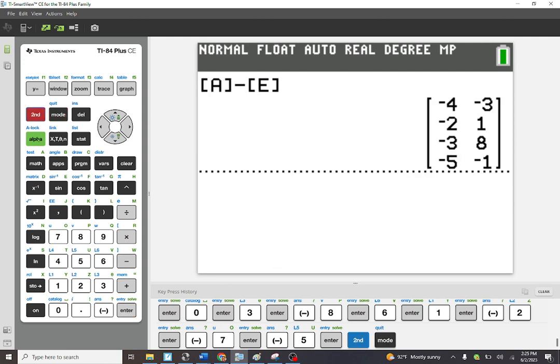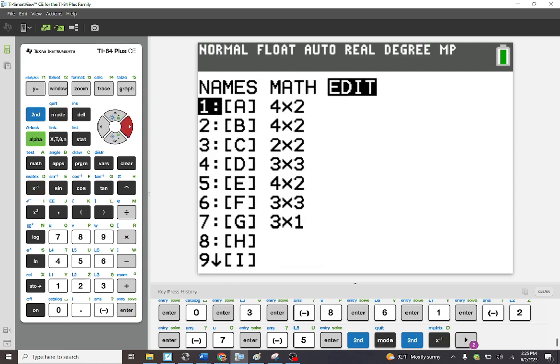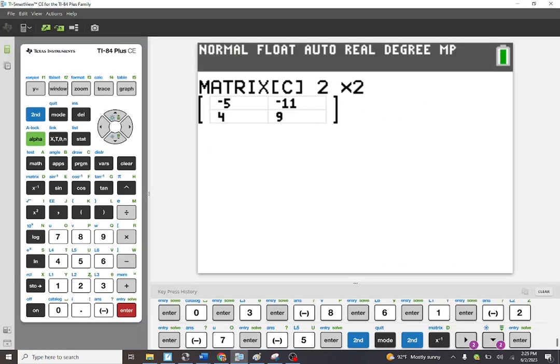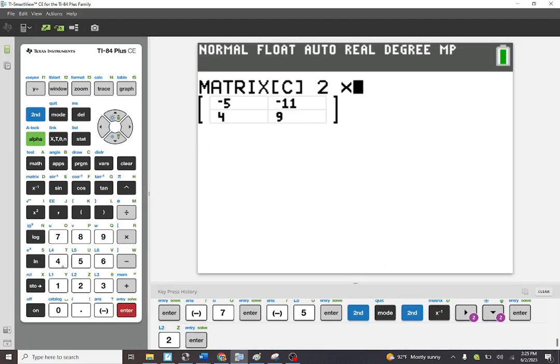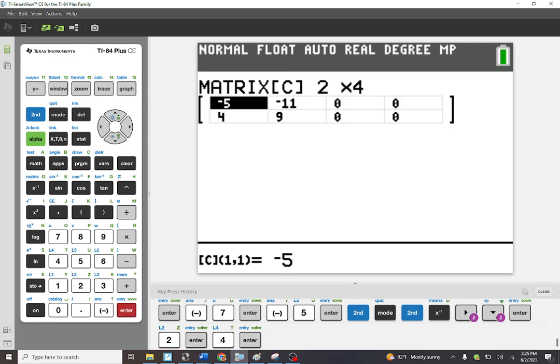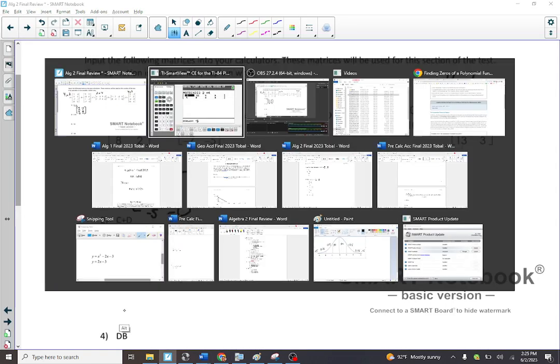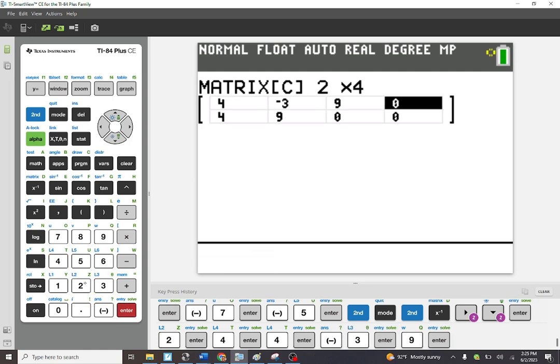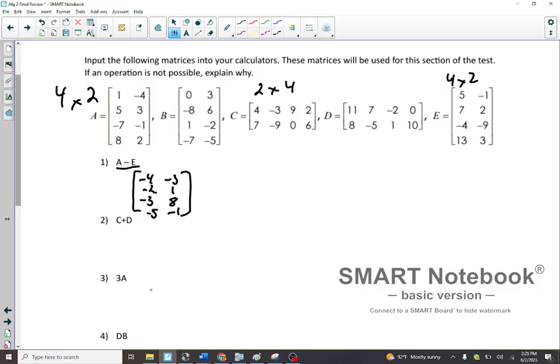Okay. Again, I'm just going to edit all of these right now. Please pay attention. For this one, C, it's not a 4 by 2, but a 2 by 4. So C is a 2 by 4. And it's going to be 4, -3, 9, 2, 7, -9, 0, 6.